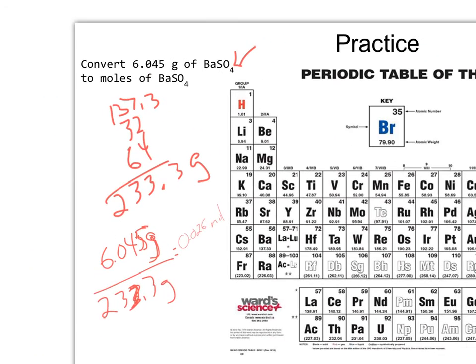Okay, so again, when you look at it, a mole of barium sulfate is pretty heavy, 230 grams, and you only had 6 grams. So you should have way less than 1 mole, which you do. You have less than a tenth, right? You have 2/100ths of a mole.